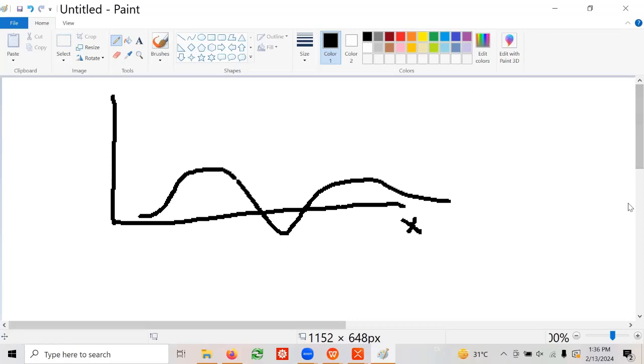Notice I put some negative there. Okay, so obviously this cannot be a probability distribution, right? A probability distribution cannot be negative, right? This is actually what's called the wave equation, psi. This is psi of x.